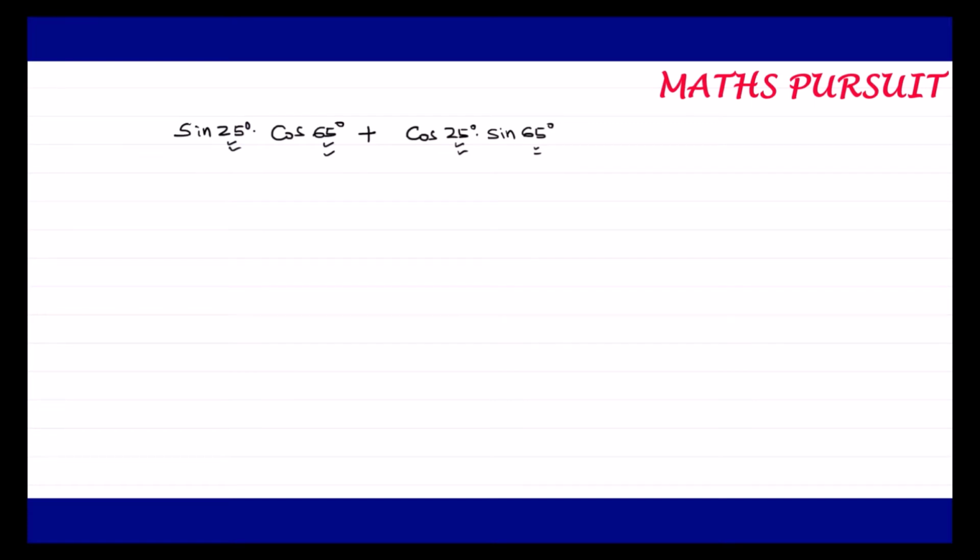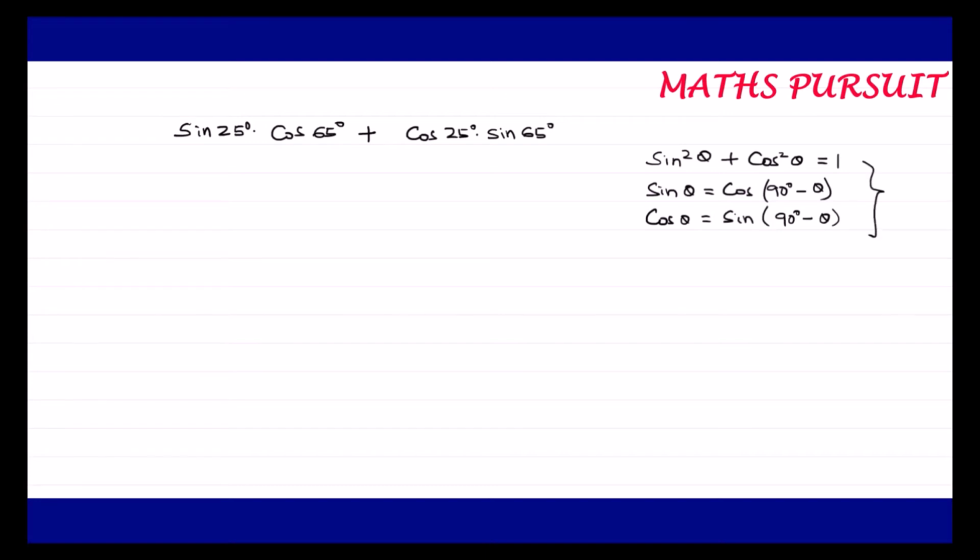Now guys, let's see how we are moving ahead and how we are processing this particular type of evaluation. I will take the help of the identity sine square theta plus cos square theta equals 1. And besides, I will also be using the identities sine theta is equal to cos 90 degree minus theta, as well as cos theta is equal to sine 90 degree minus theta.